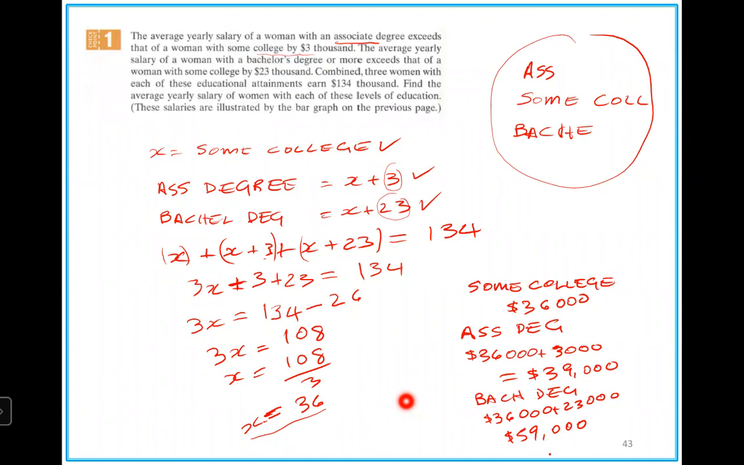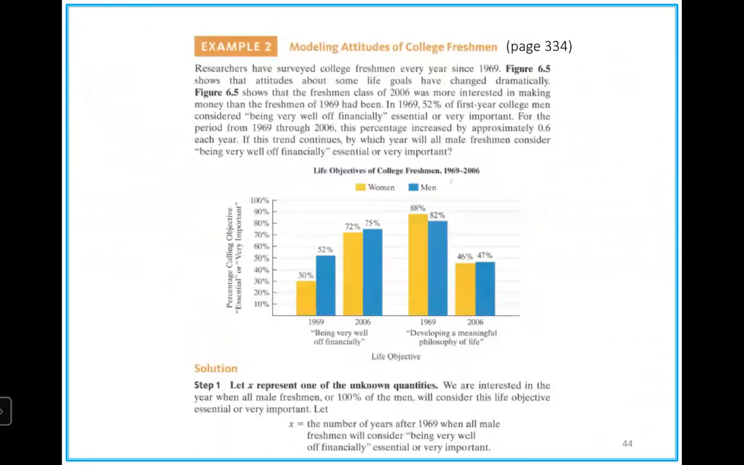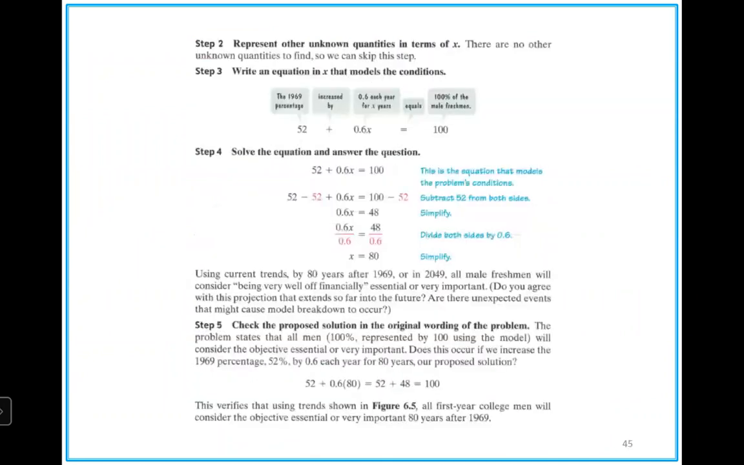So that's how you would set that up. All right, so now we have another scenario where they're looking at, so these problems are a little longish.